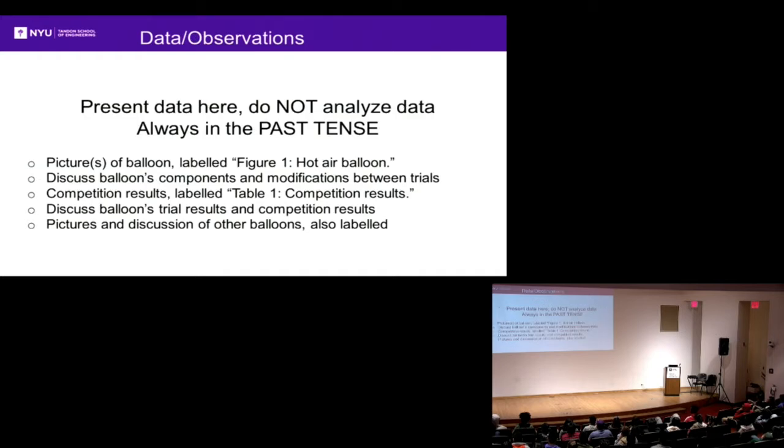Now, data and observations, also written in the past tense. Every sentence in this section is written in the past tense. What you do in this section is you present your data. You do not analyze your data in this section, you simply present it. So you're going to have your pictures here. You're going to have a table for the competition results here. They'll be labeled like so.